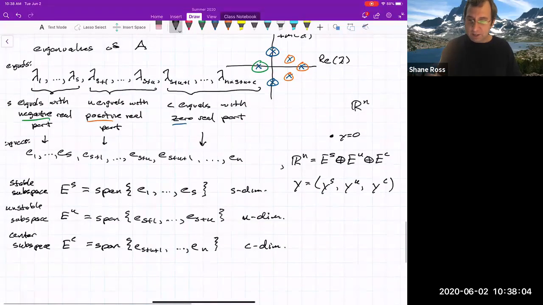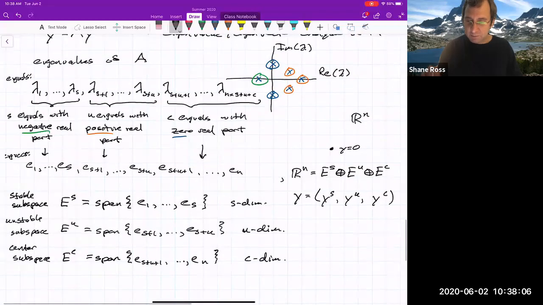So for this example that I have up here, just this eigenspectrum, we have S equals 1, U equals 3, and C equals 2 up here. I mean, that's just for this kind of lame example that I showed.